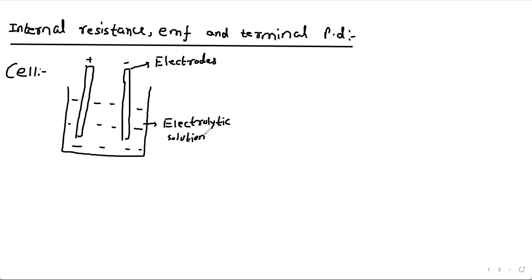So this is a cell. A cell consists of two electrodes and one electrolytic solution. This is how we make a cell. Now, the resistance which is offered by these electrodes and electrolytic solution is known as the internal resistance of the cell. I have not yet connected this cell with any external circuit. There is no external resistor. But this electrode and electrolytic solution will itself offer a resistance, and that resistance is known as the internal resistance of the cell.